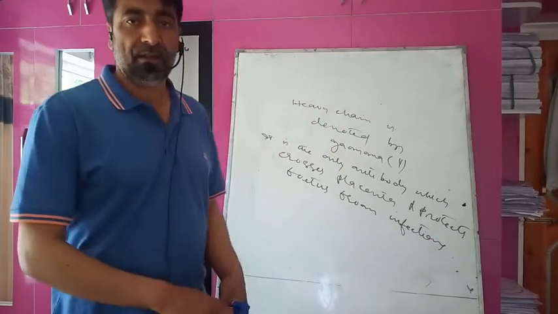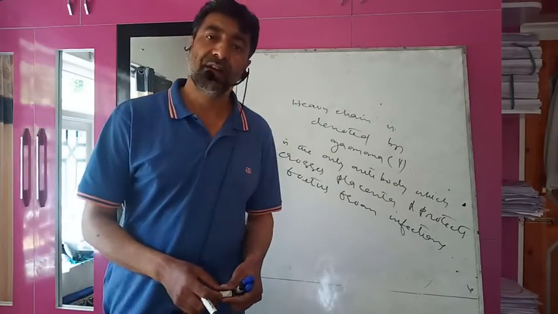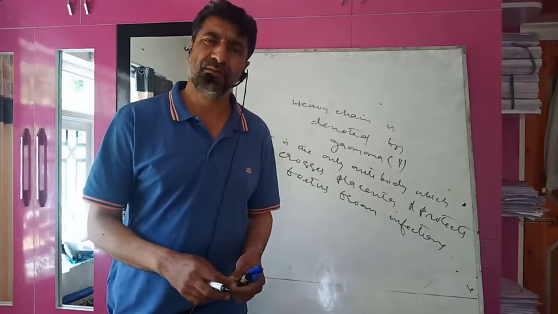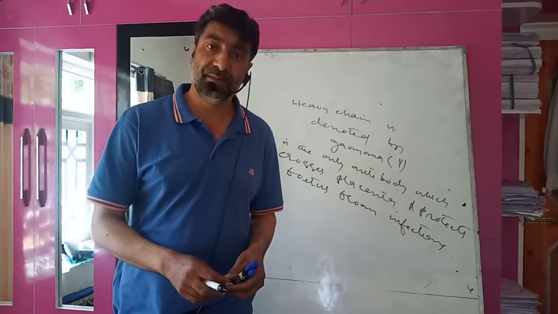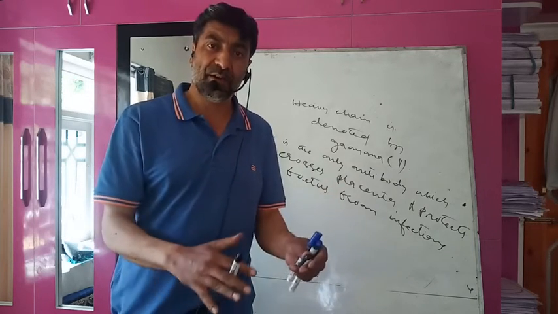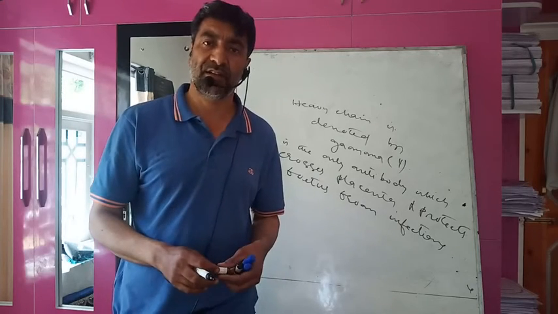Is it okay? Shabash, you remember this IgG antibody, it's most abundant, about 80%. That is, out of all antibodies, around 60% of antibody is IgG.